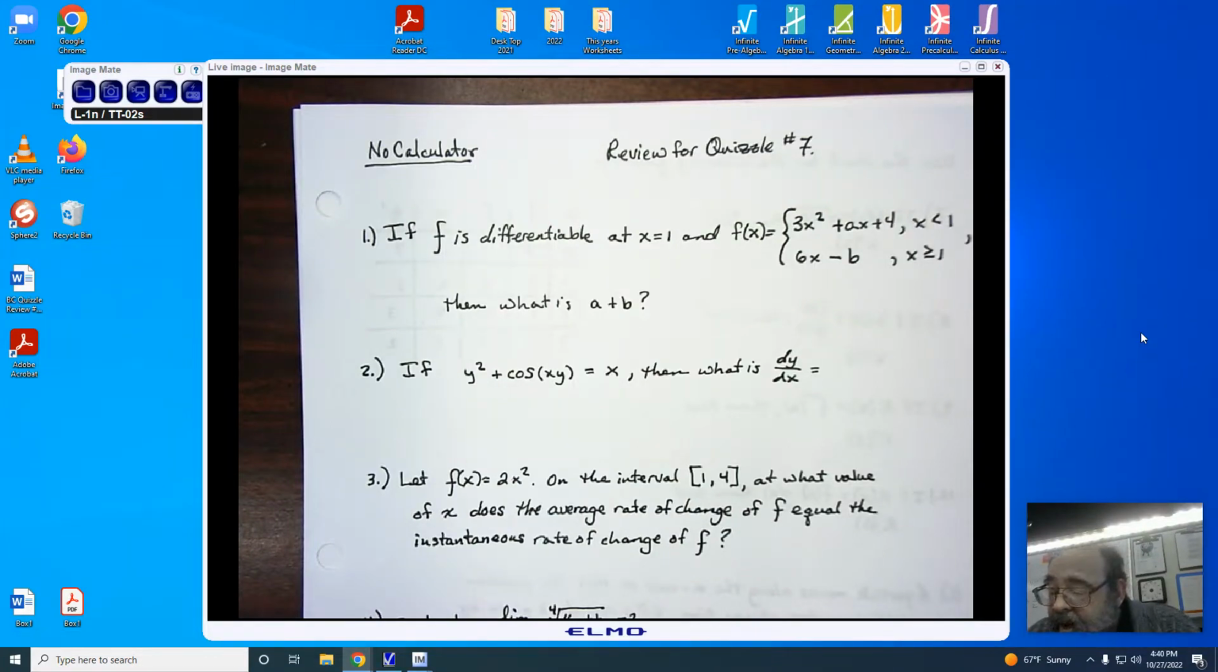Today, we're going to be taking a look at the worked out solutions to the review for Quizzle number 7. Quizzle number 7 covers all the way up to implicit differentiation, but does not include related rates. So please be aware related rates will be on the next Quizzle for next week. You'll notice in front of you I have a copy of the pretest that I gave everyone today and yesterday. So what we're going to do is we're going to take a look at number 1 and review.